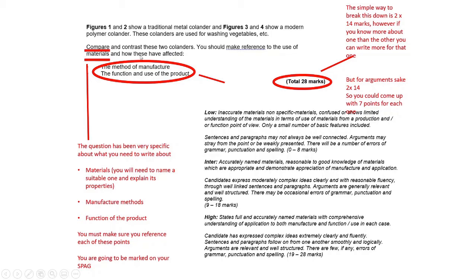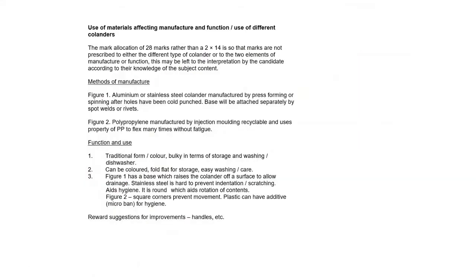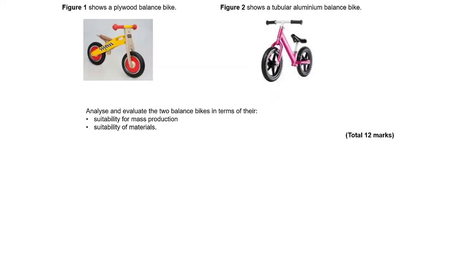So you just need to talk about 7 points for your method of manufacture and then 7 marks for the function of the product as well. So again, I'm going to leave an example of the answers on there for you. I won't talk through these. Pause the video if you want to read through, and then I'll go on to the next question.